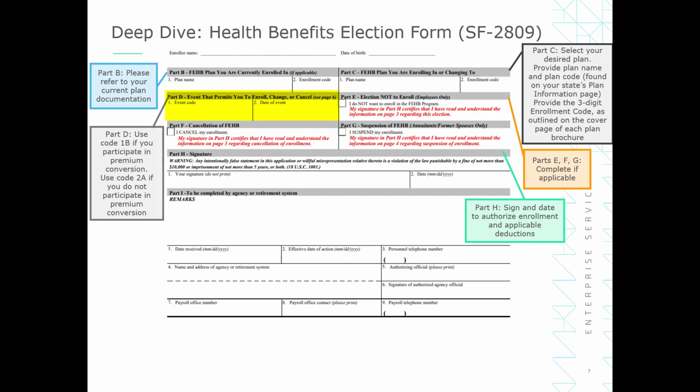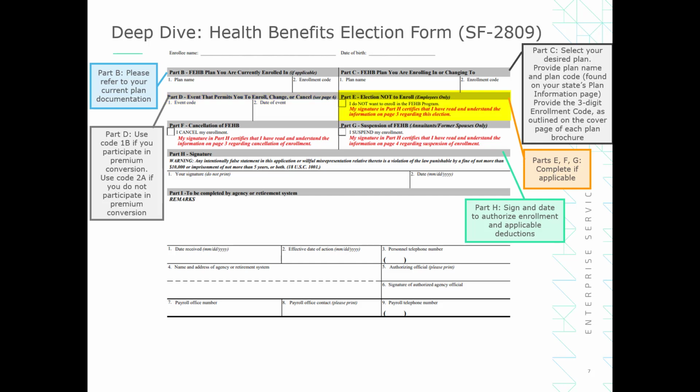Complete Part D, event that permits you to enroll, change, or cancel. Select the event code directly from the SF2809 according to the situation you are experiencing, even if you have previously waived premium conversion. Use code 1B to designate open season only. Current federal employees should not select 2 series codes.